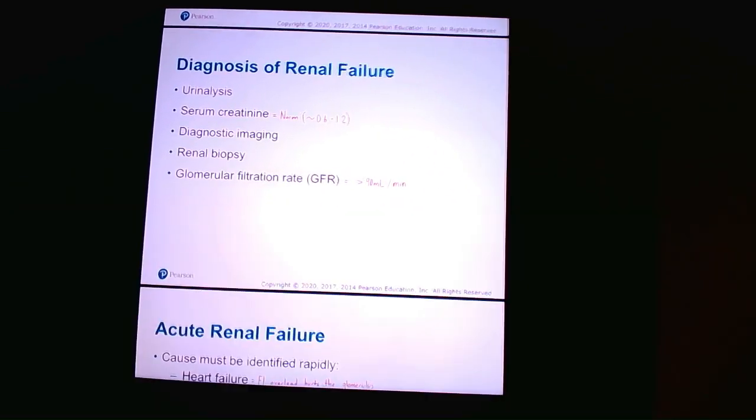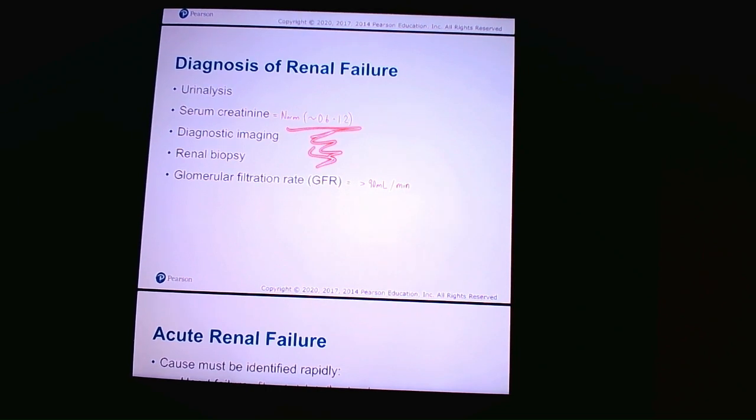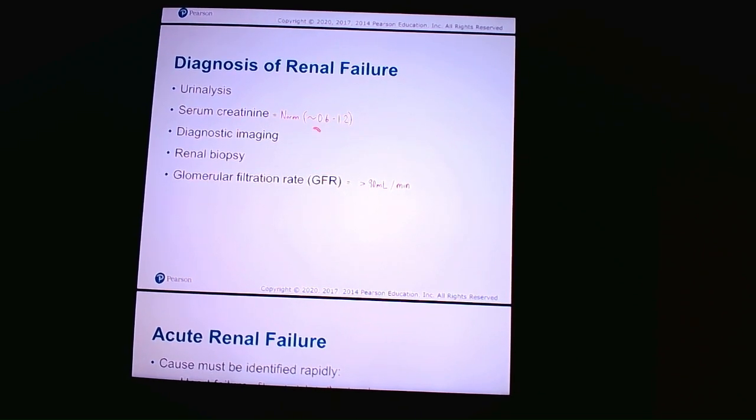Diagnosis of renal failure, right? I added our creatinine per our book. This is what it is, 0.6 to 1.2. It's a pretty low number. It's supposed to be. Creatinine is just our proteins that are found. Typically, they could come from the heart. They can come from a lot of different muscles, organs as well. So if your creatinine is up, that could point to issues with your kidneys as well.